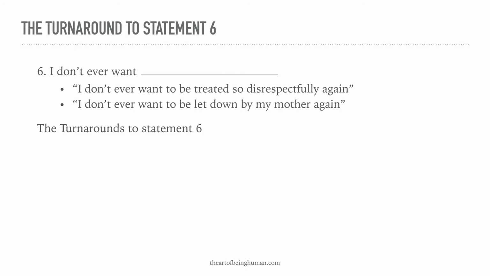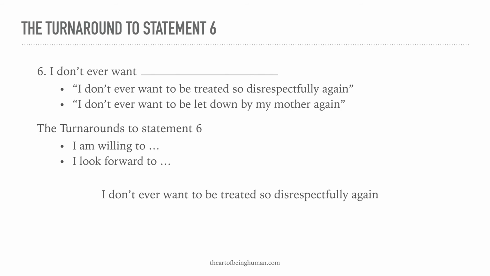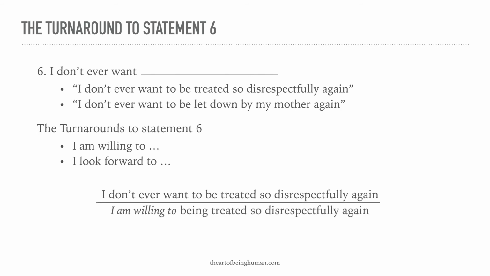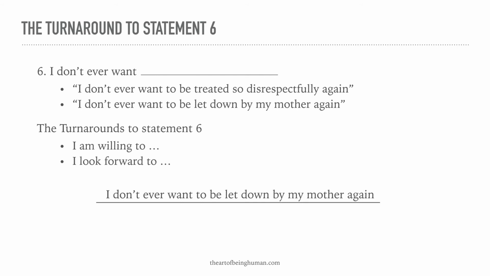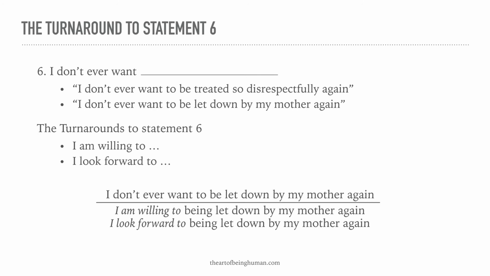The turnarounds for Statement 6 are, "I am willing to," and "I look forward to." So the one-liner, "I don't ever want to be treated so disrespectfully again," becomes, "I am willing to being treated so disrespectfully again," and "I look forward to being treated so disrespectfully again." Similarly, "I don't ever want to be let down by my mother again" becomes, "I am willing to being let down by my mother again," and "I look forward to being let down by my mother again." Other than this little difference, we deal with the one-liners in Statement 6 in exactly the same way we do with every other one-liner on the worksheet, finding 3 examples for each turnaround.